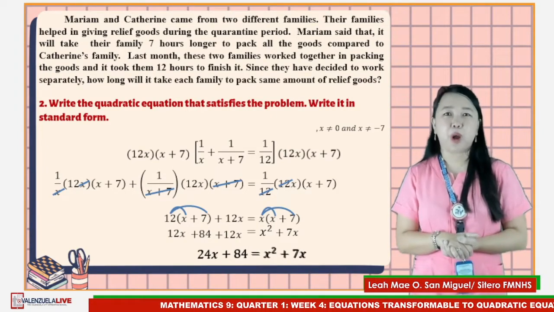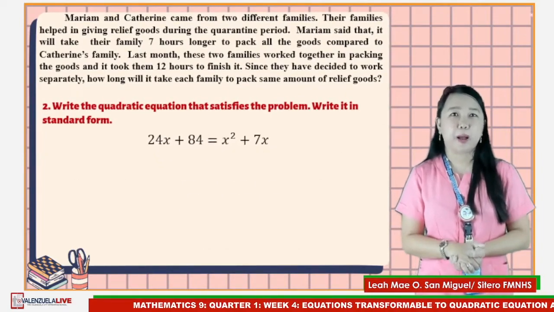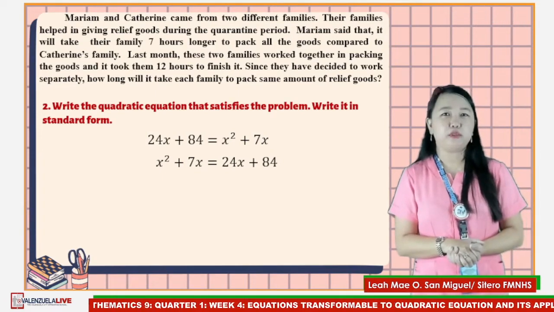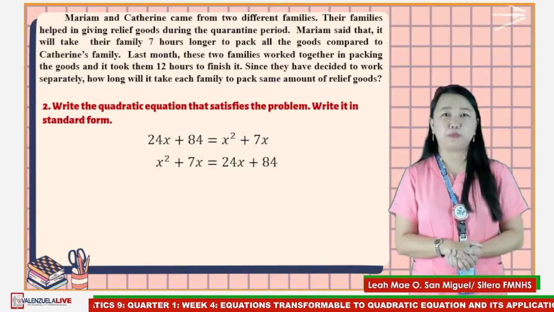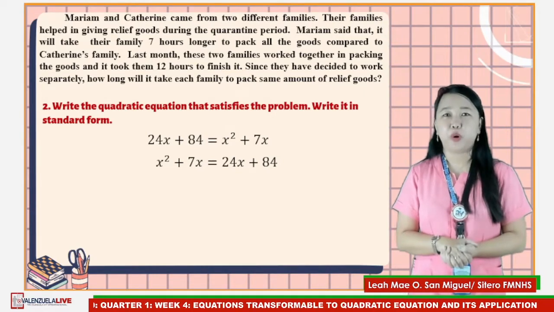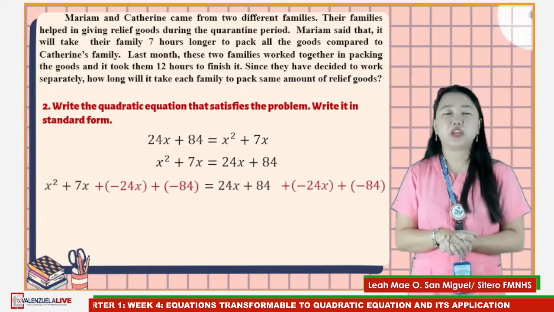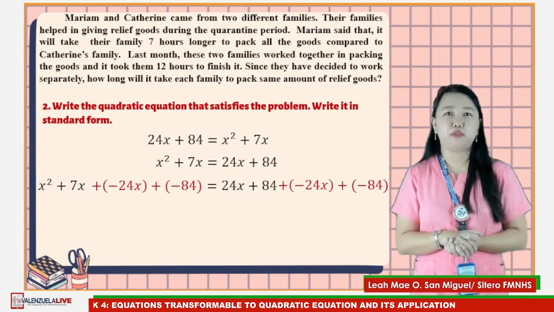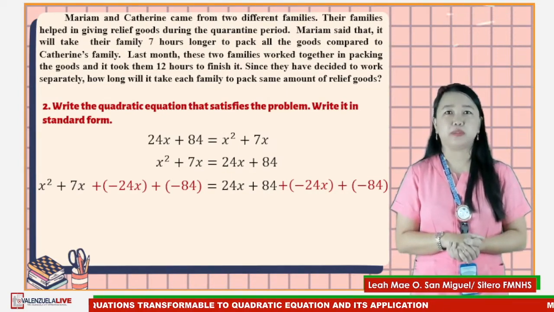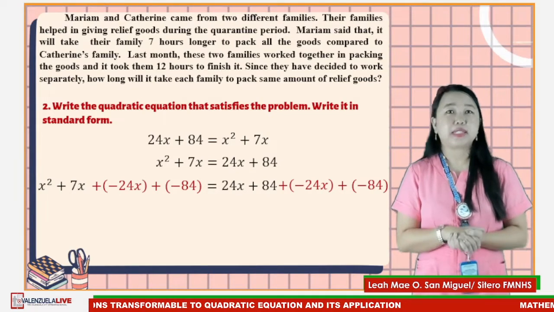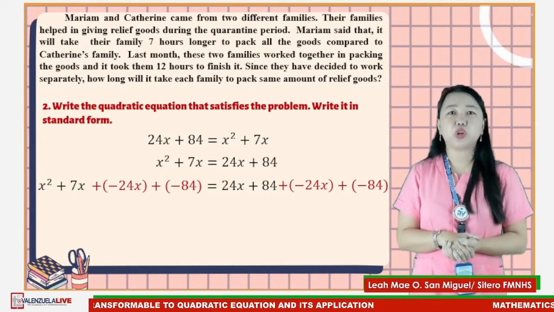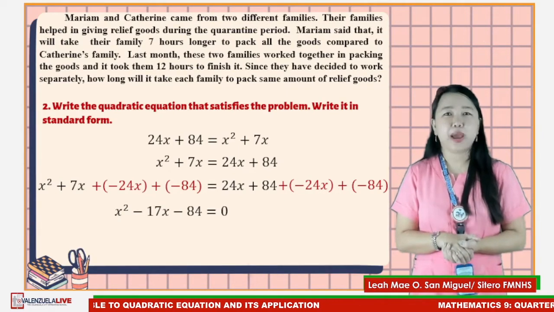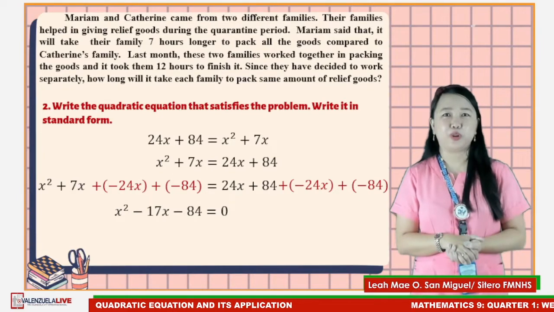Applying symmetric property, it will become x squared plus 7x is equal to 24x plus 84. To write this in standard form, apply the addition property of equality by adding negative 24x and negative 84 on both sides of the equation. Simplifying both sides of the equation will give us x squared minus 17x minus 84 is equal to 0.